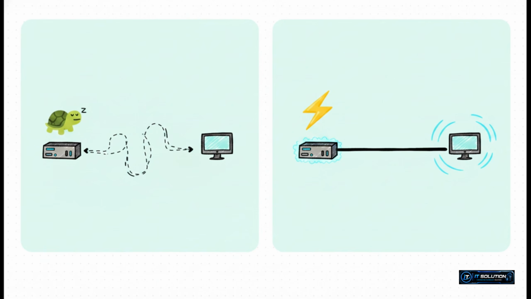Rapid STP simplifies the port states by combining the old disabled, blocking, and listening states into a single discarding state. But the real magic? It allows alternate and backup ports to transition to a forwarding state almost immediately when a primary link fails, completely bypassing those lengthy 15-second delay timers.